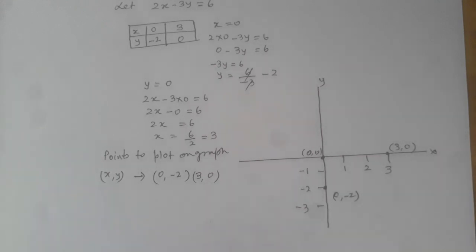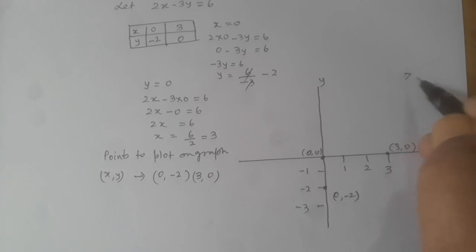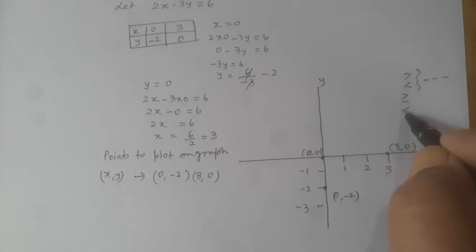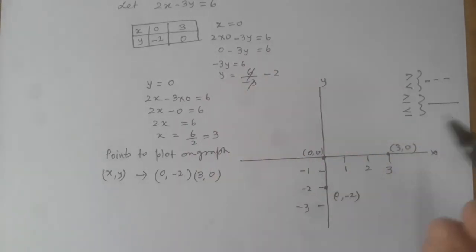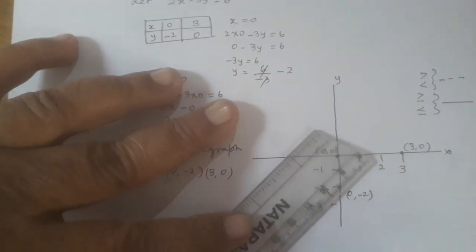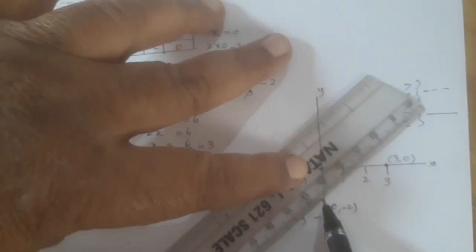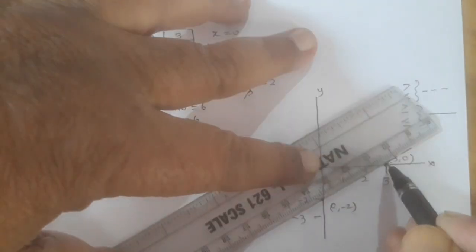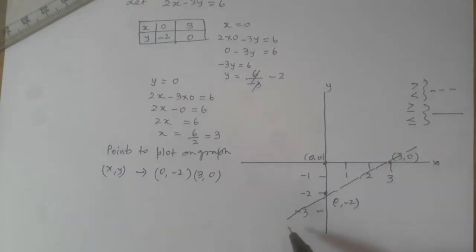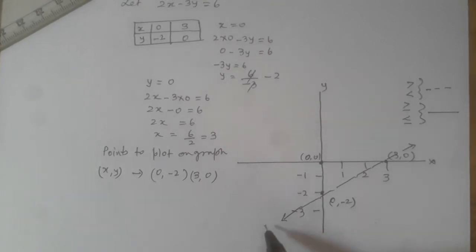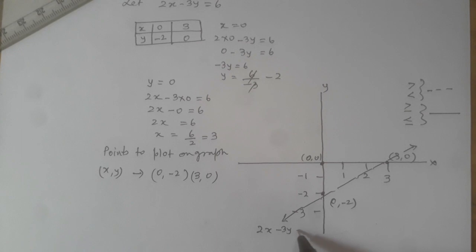Now we shall join these two points. We shall join these two points with dotted lines because it is a strict inequality where greater than, less than, this will be dotted, where this will be dark line, right? Here it is greater than inequality, so we shall draw dark line. So we shall join this and this point with dotted lines, and this line is for 2x minus 3y is equal to 6.